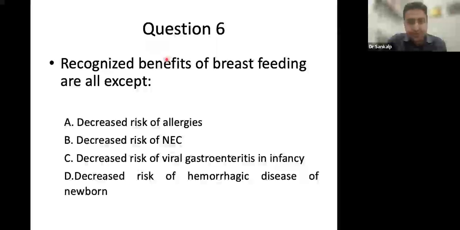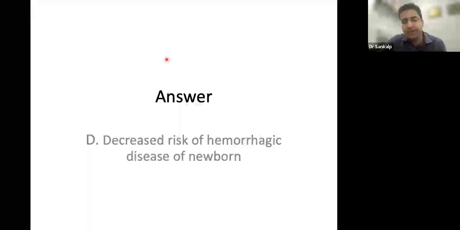The next question is, recognized benefits of breastfeeding are all except. So we know that breastfeeding reduces the risk of allergy, it reduces the risk of NEC, it reduces the risk of viral gastroenteritis and other infections in infancy, right? So the first 3 options are obviously there. It does not reduce the risk of hemorrhagic disease of newborn, and therefore it is recommended that all babies get vitamin K immediately after birth, right? So we know that breast milk is not a good source of vitamin K, and therefore D is the answer.